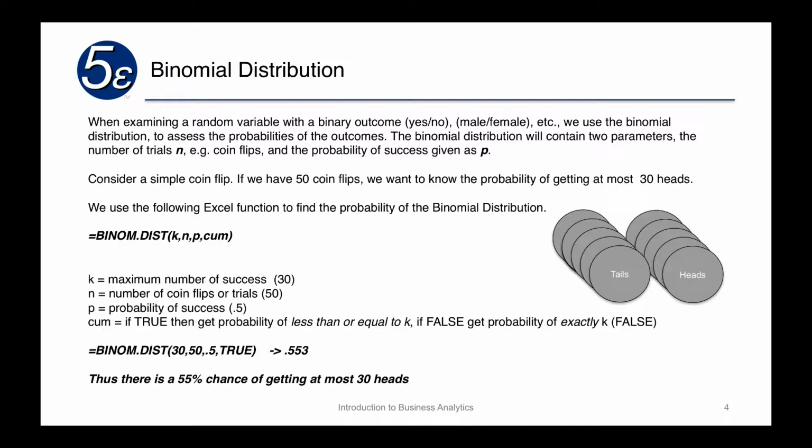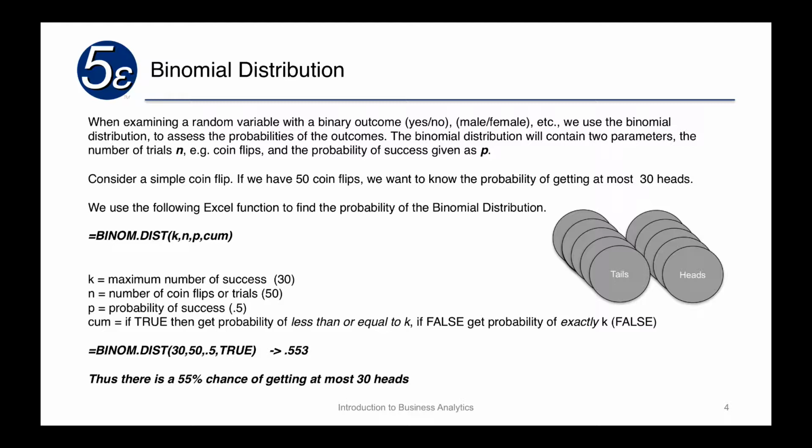Now, when a random variable has a binary outcome, yes or no, or male or female, we use the binomial distribution to assess the probabilities of the outcomes. The binomial distribution will contain two parameters: the number of trials, n, that is the number of coin flips, and the probability of success, which is given as p.